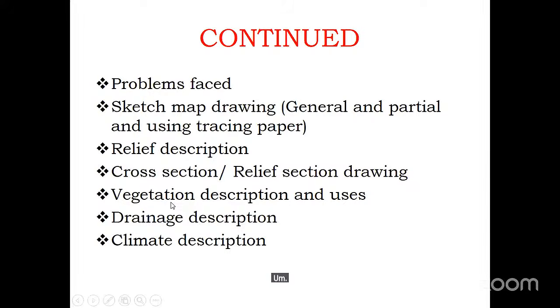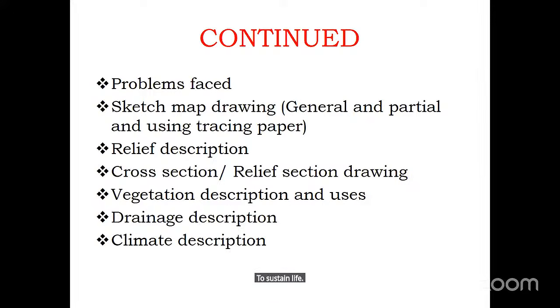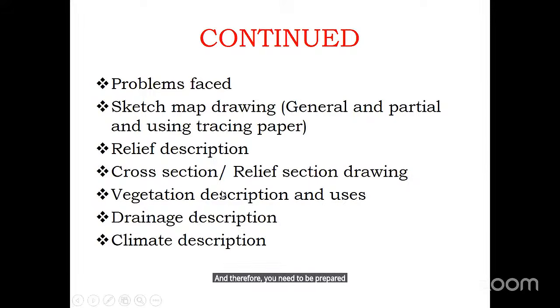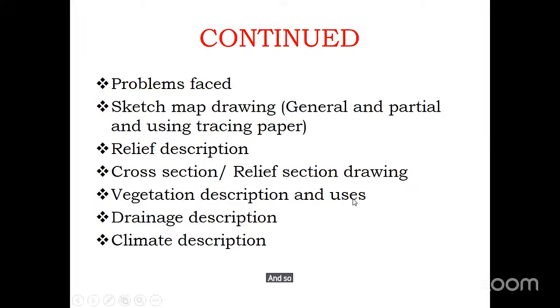You need to also be able to prepare yourselves on how to describe vegetation, natural vegetation, and how man can use the natural vegetation to sustain life. Senior 2, Senior 1, the last chapter, which should be chapter 9, deals with natural vegetation and climate. And therefore, you need to be prepared. By definition, natural vegetation refers to the plant cover of an area that grows by physical conditions. And so, it is not the same.